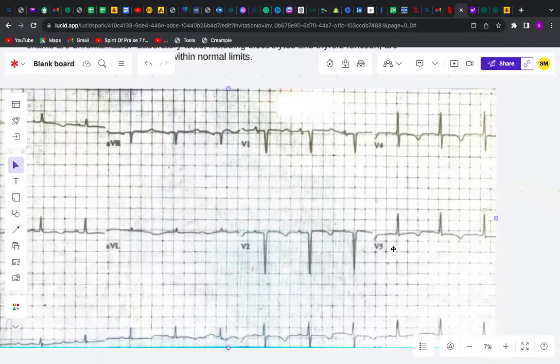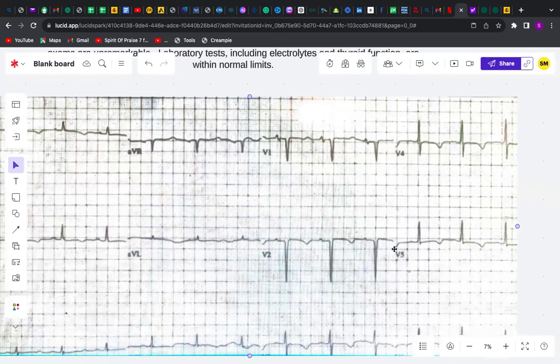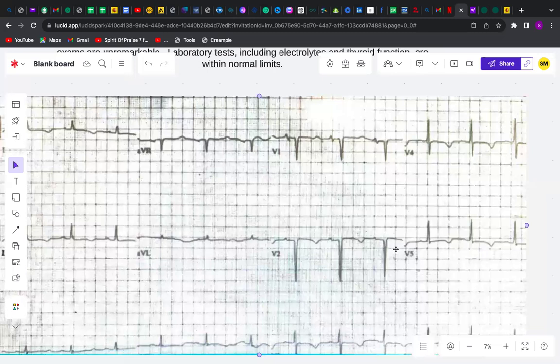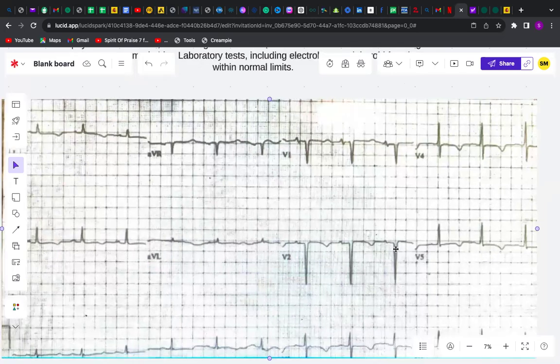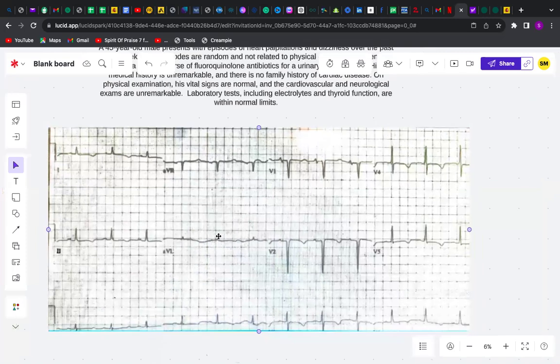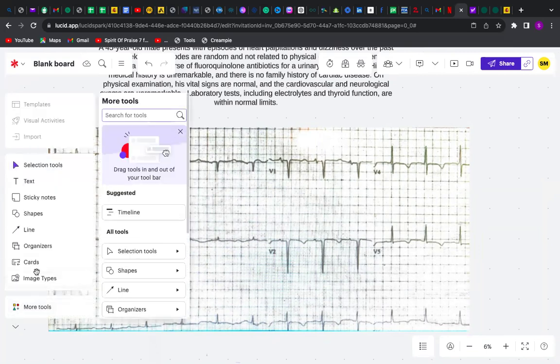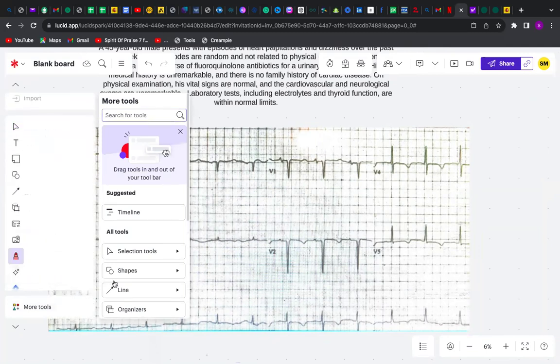Going through the basics, you know how to go about it: looking at the rhythm, the rates, and checking your waves and intervals. When I got this, I quickly picked up that this is a sinus rhythm, of course, with every P wave in front of every QRS. Let me pick up my pen and then we will continue.